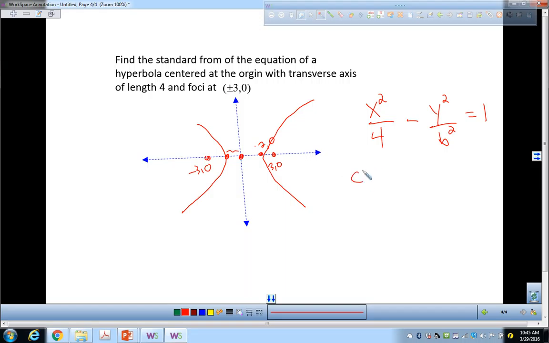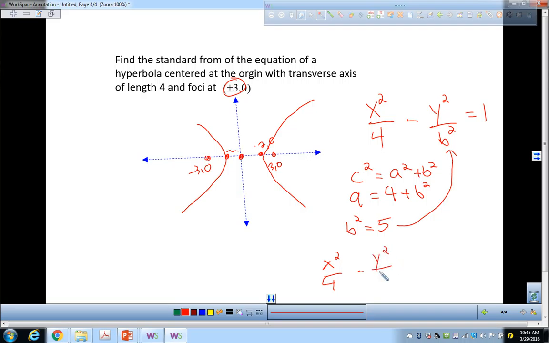c squared equals a squared plus b squared. I know that foci are at plus or minus 3, 0, so what's c? c is 3, so c squared is 9. A, we know, is 2, and a squared is 4, plus b squared. So b squared equals 5, so that's what goes in there. So you just write that as x squared over 4 minus y squared over 5 equals 1. All right? Got it? Not that horrible?